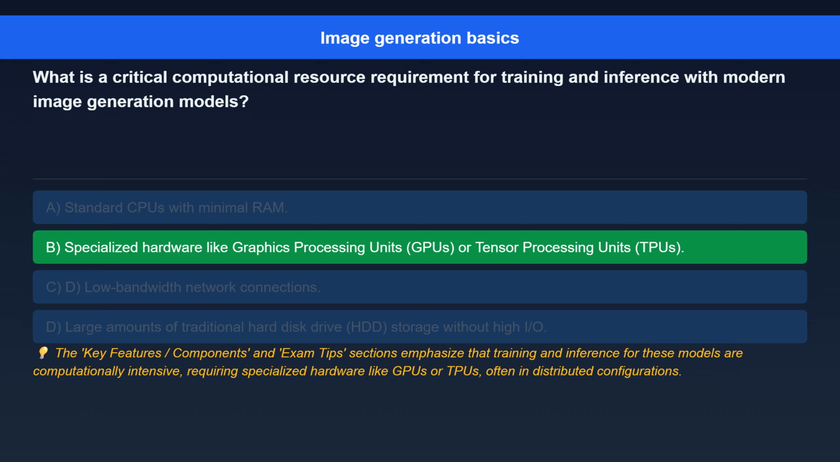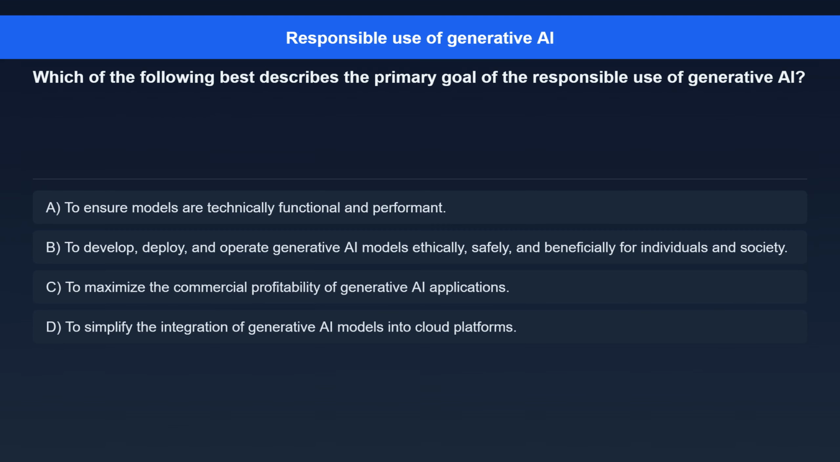Here's the explanation. The key features/components and exam tips sections emphasize that training and inference for these models are computationally intensive, requiring specialized hardware like GPUs or TPUs, often in distributed configurations. Question 4. Which of the following best describes the primary goal of the responsible use of generative AI? Option A. To ensure models are technically functional and performant.